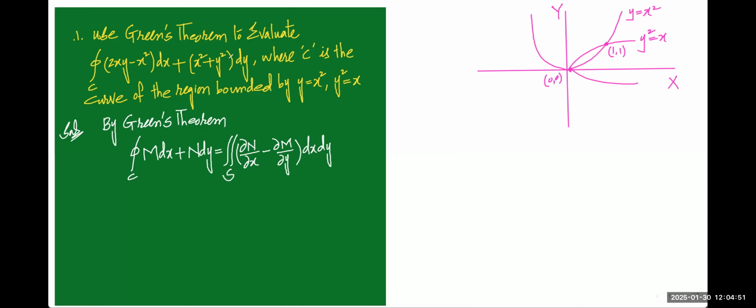Since our question asks to evaluate, we should go for only the right-hand side value. You may ask why not the LHS. You can do the LHS also, any one part is enough, but on the LHS you have to do it in two different ways, from this way to this way and from this way to this way, C1 plus C2. So better we just go for the RHS value.